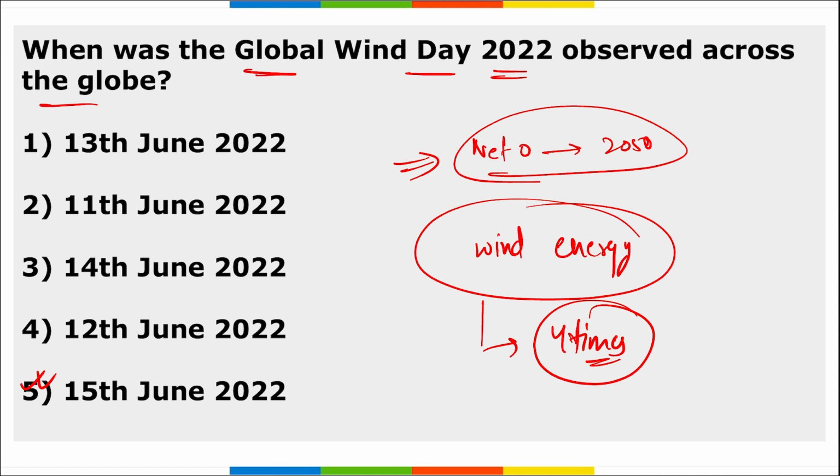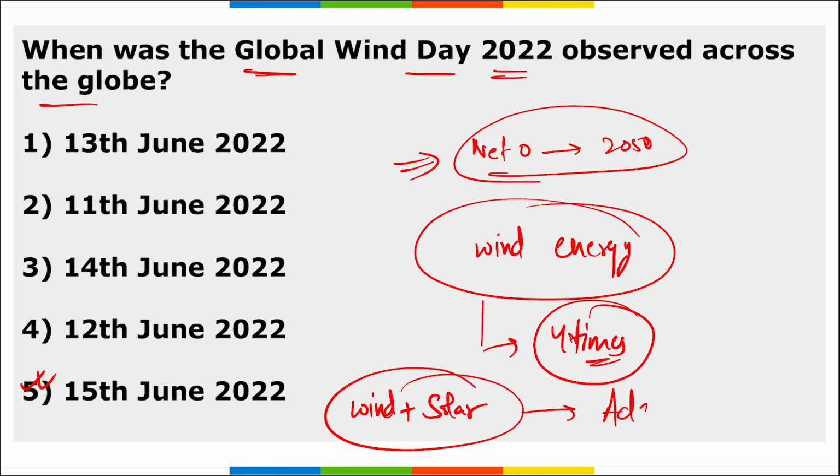Apart from this, remember there was a combined project for wind as well as solar energy generation. This plant was set up by whom? It is a first of its kind plant. It was set up by Adani Green Energy Limited.